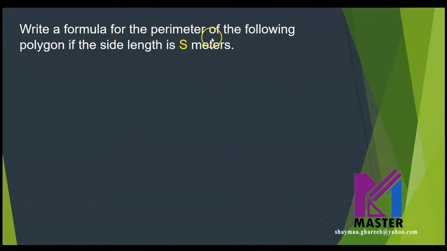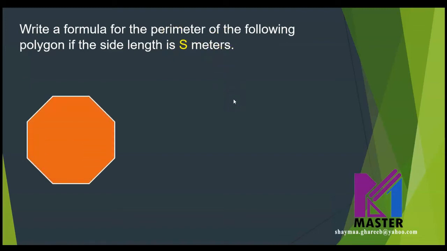Now write a formula for the perimeter of the following polygon if the side length is S. The formula means that I will write an expression to show a relation between the side and the perimeter. So, look at this shape. What is this shape? Let's count the sides together: 1, 2, 3, 4, 5, 6, 7, 8. So this shape has 8 equal sides. It is a regular octagon.